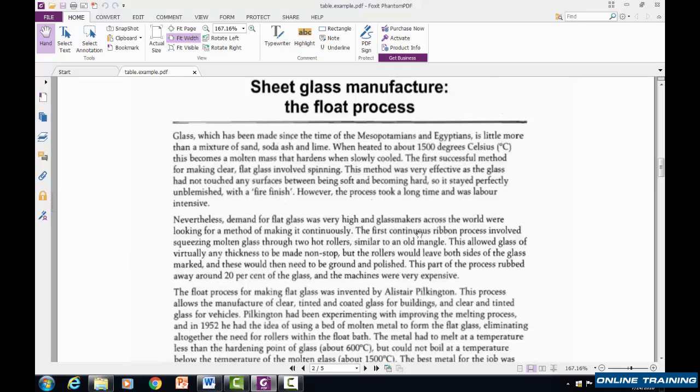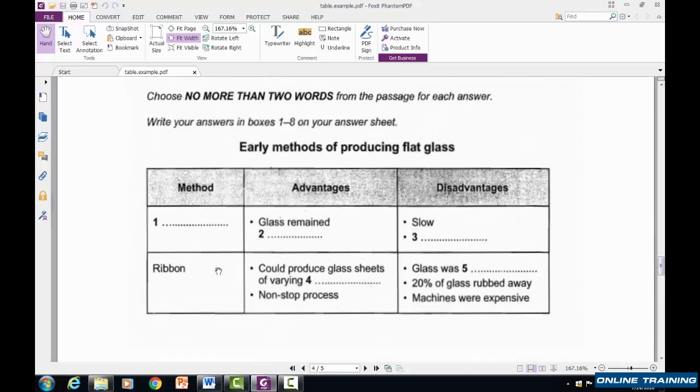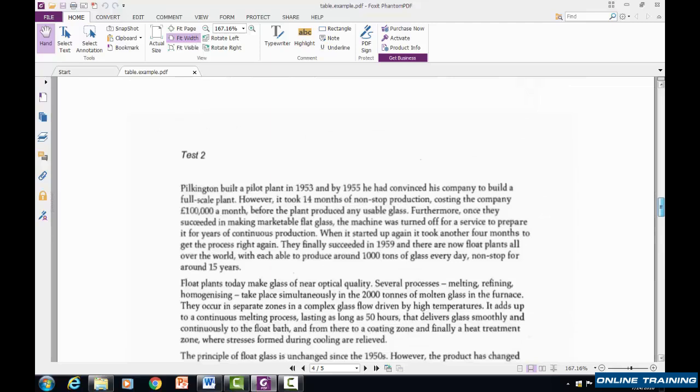Now remember, if you don't remember, some of you have good memory, some of you don't. There's the word ribbon, and for number 4, it says "could produce glass sheets of varying." So for number 4, I'm looking for a word that means the same as varying. If I find the word that means the same as varying, then I'll know the answer for number 4 automatically because it's connected.